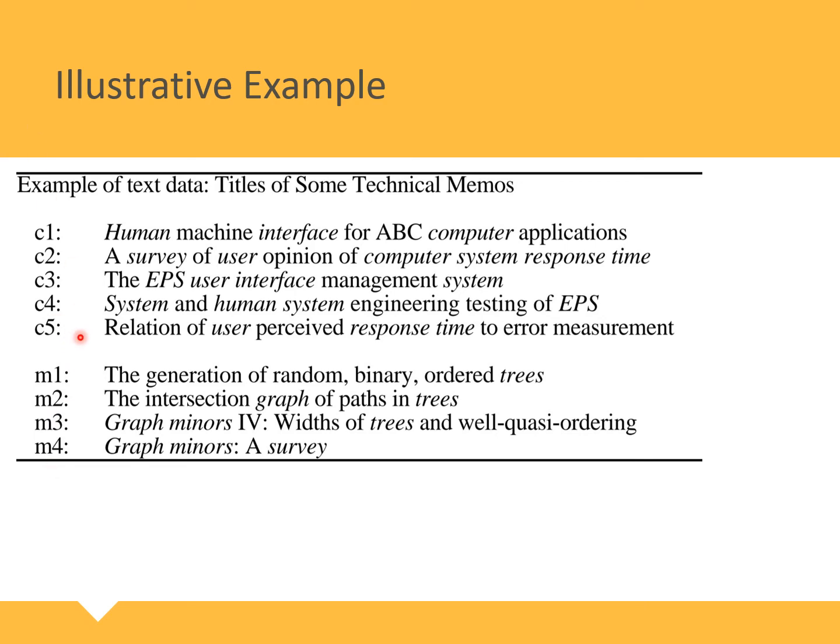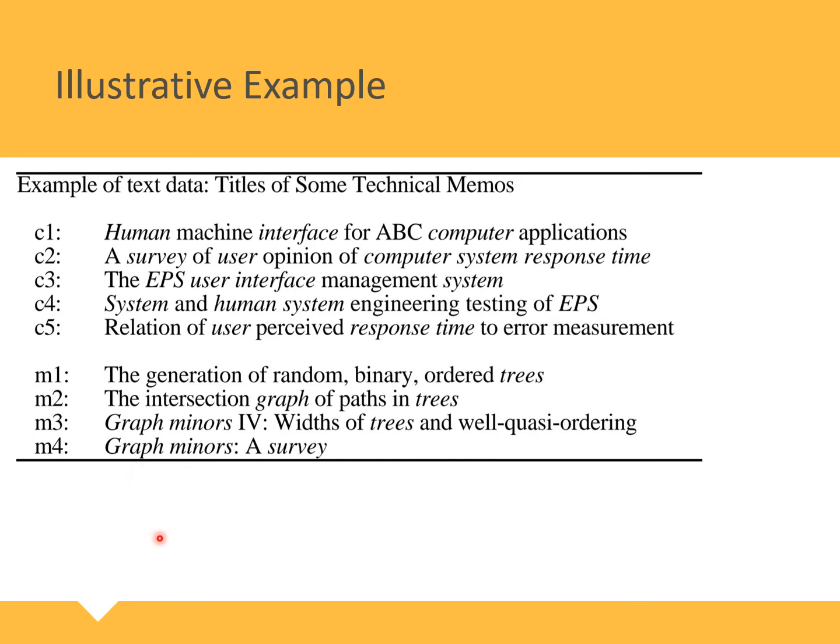The first 5 documents are basically technical memos or titles from some of the research work or journals, pertaining to work in the area of computer science, human machine interaction, and the last 4, which are labeled M1 to M4, are basically titles from some technical publications in the area of mathematical graph theory. So two quite different domains seemingly.